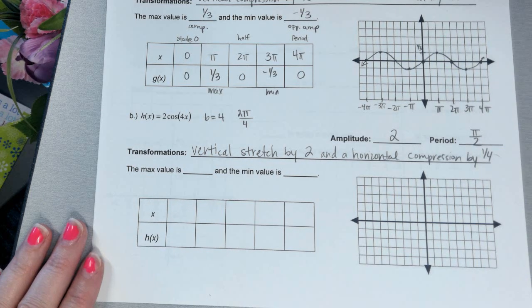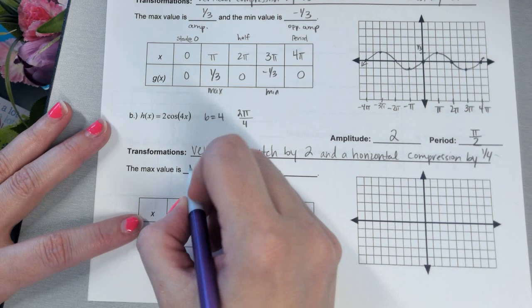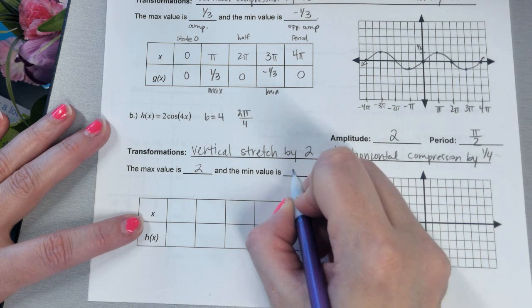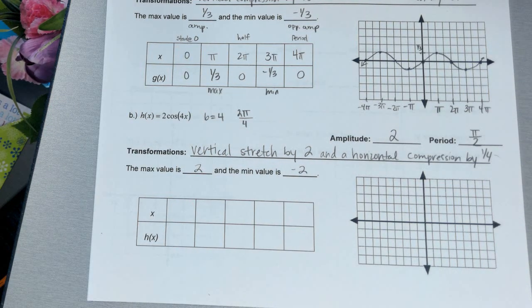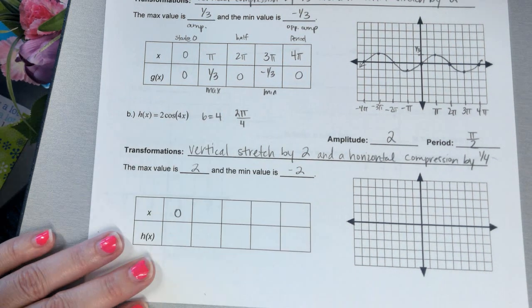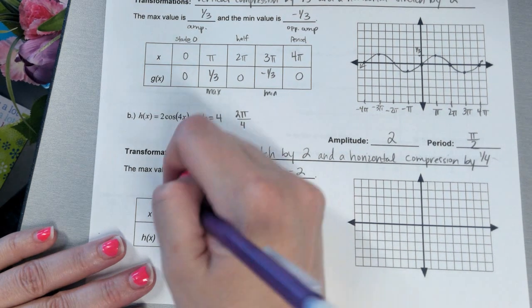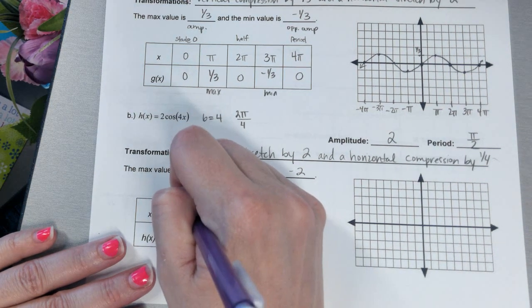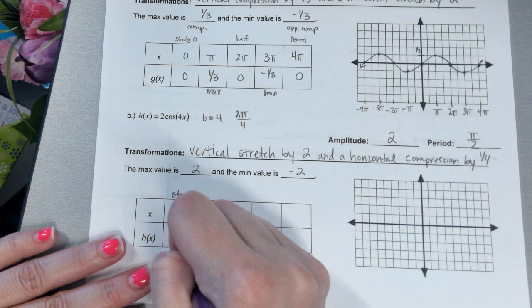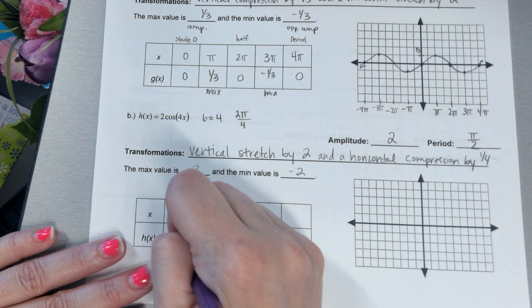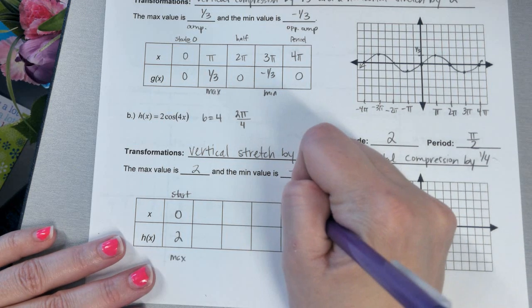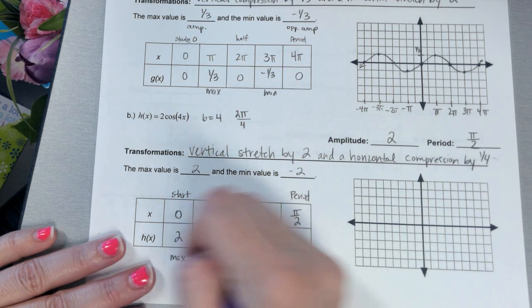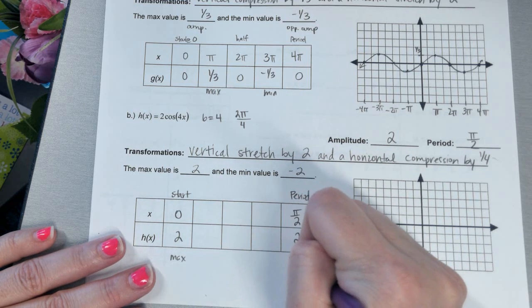Alright, so the max value is what? 2, and the min value? -2. So the opposite of your amplitude. Cosine, when there's no shift, it also starts at 0. Okay, so this is where you start, and then it's at your max, so your max is 2. It's going to end at the period, which is pi over 2, and if you start at the max, you end at the max.